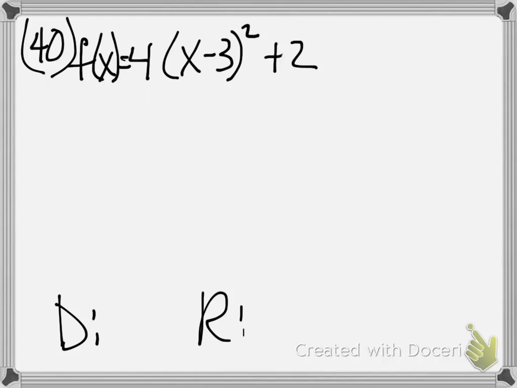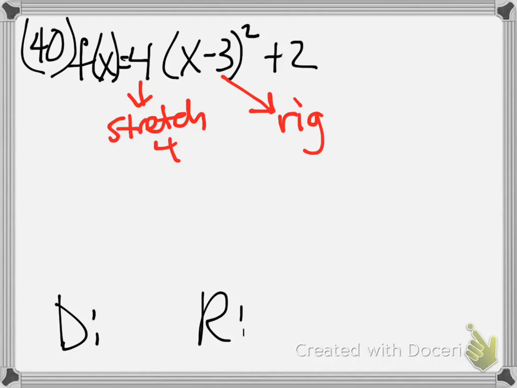Number 40, we're trying to do the transformation and graph it and domain and range. So, transformation. This is a stretch of 4. In X world, we're going to move to the right 3 places. Outside of X world at the end, where we're all by ourselves at the end, it's going to be up 2.